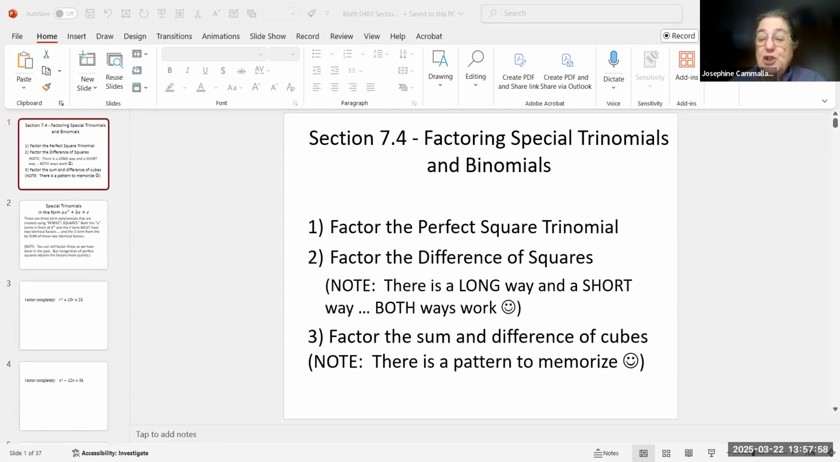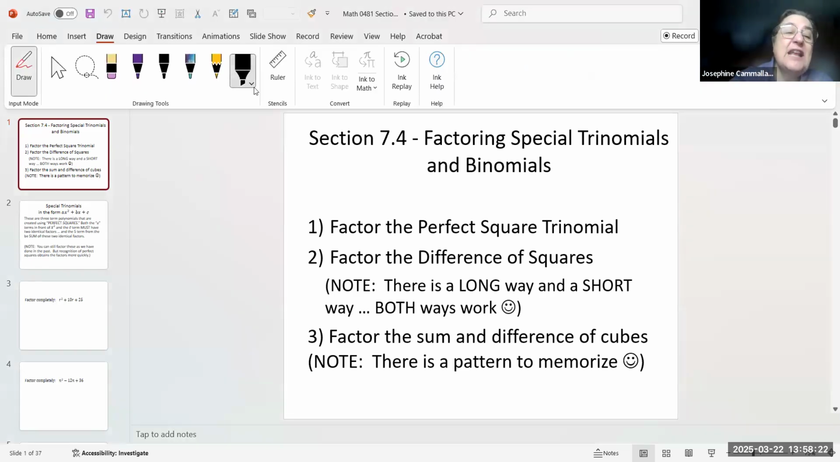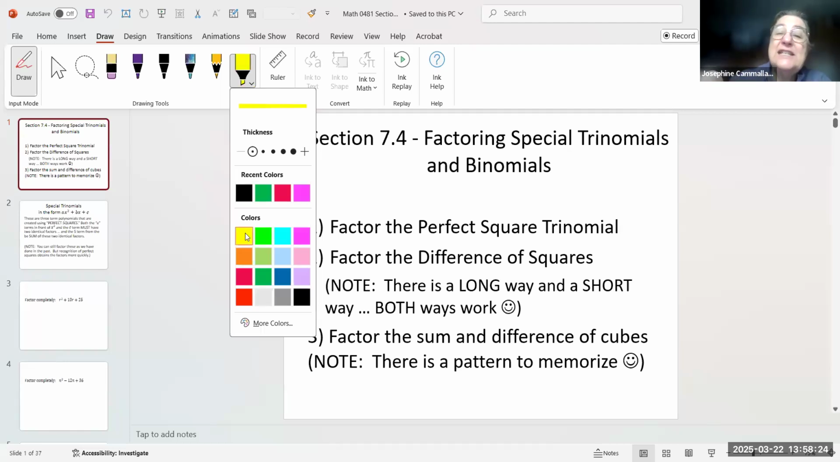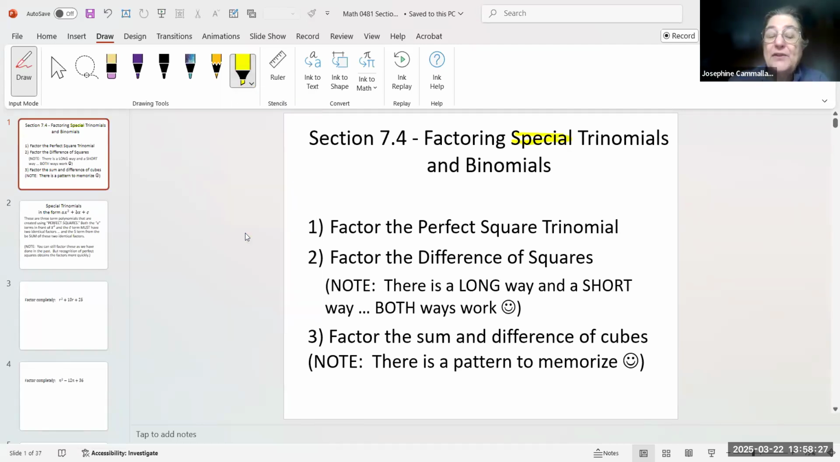Welcome to section 7.4. Oh, we're getting down to the end. We only have 2 more sections after this section. Oh, yay! Well, this is going to continue with factoring, but this factoring is going to talk specifically about special types of trinomials, which are going to be perfect square trinomials.